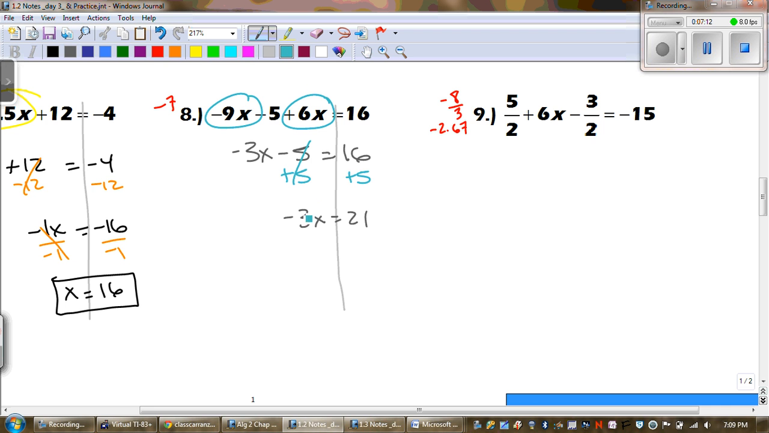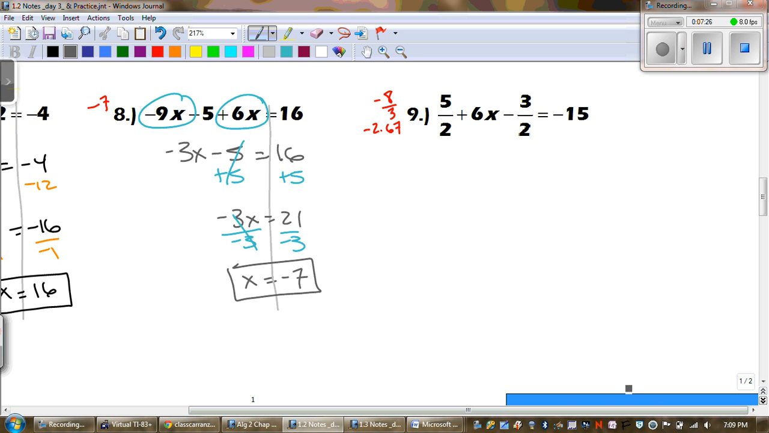And the inverse of multiplication is division. Positive 21 divided by negative 3 gives us negative 7. All right, number 9, don't freak out because we got fractions, okay? Now we can either do them in our calculator or off to the side. This one's not too bad, so I'm just going to go 5 over 2 minus 3 over 2. Well, that gives me 2 over 2, which is the same thing as 1.